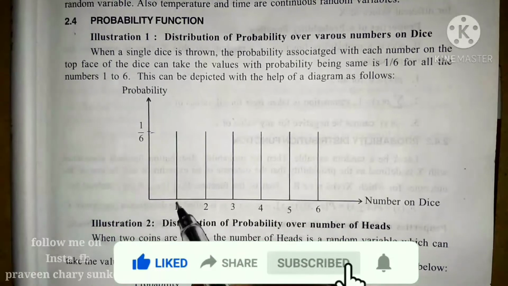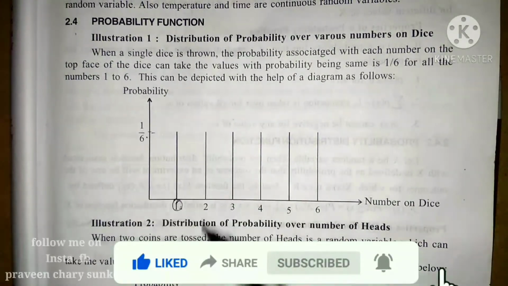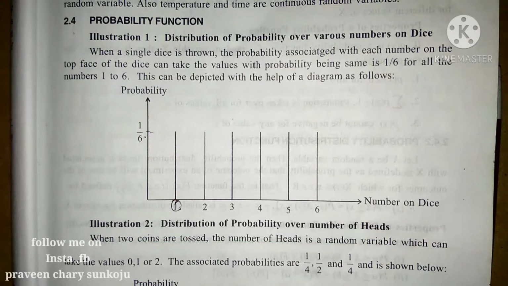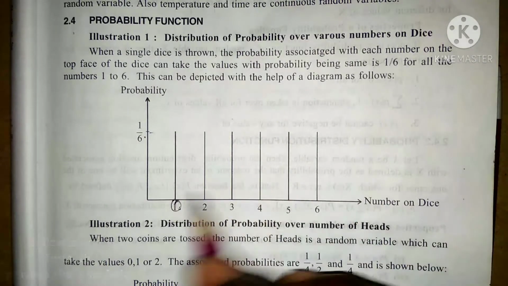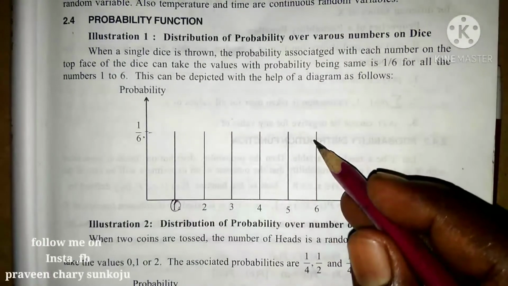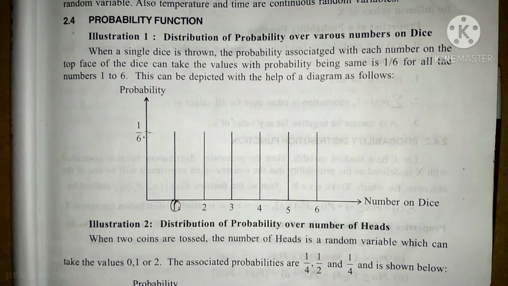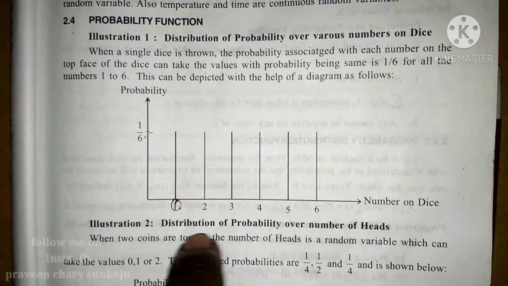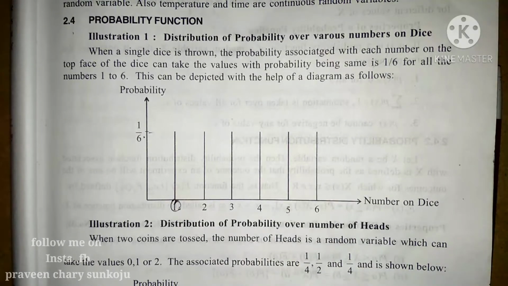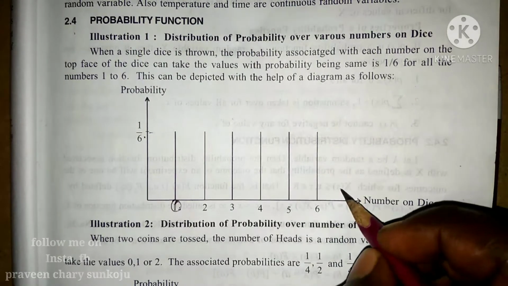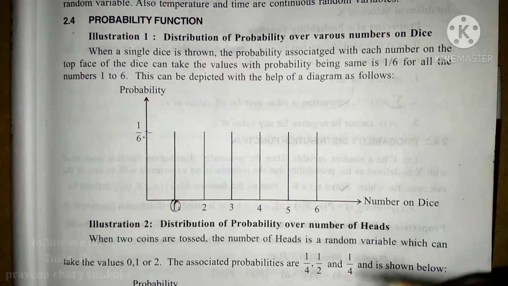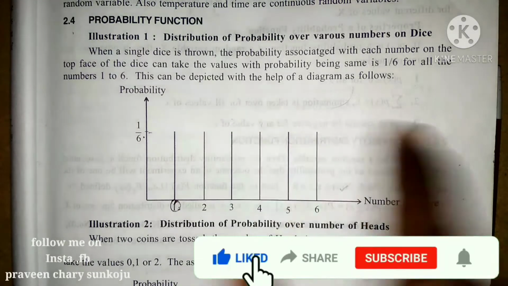Here, getting 1 is 1 by 6, getting 2 is 1 by 6, getting 3 is 1 by 6, getting 4 is 1 by 6, getting 5 is 1 by 6, and getting 6 is also 1 by 6. This shows very clearly the probability of getting the numbers 1 to 6 on the top face of the die. This is the clear graph of the probability of a die. This is called a probability function.